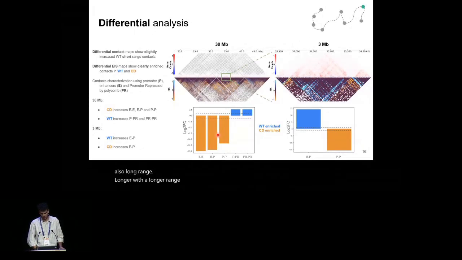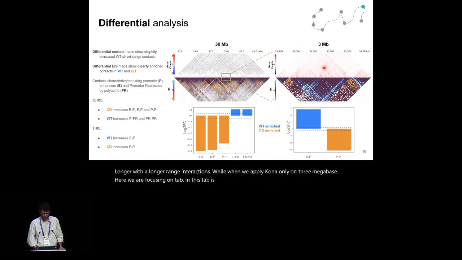While when we apply Icona only on 3 megabase, here we are focusing on the TAD, and this TAD is active in this cell line. And so we increase promoter-enhancer interaction in the TAD of SOX2, and we lose some promoter-promoter interaction, which are actually enriched in the coenzyme depleted condition.